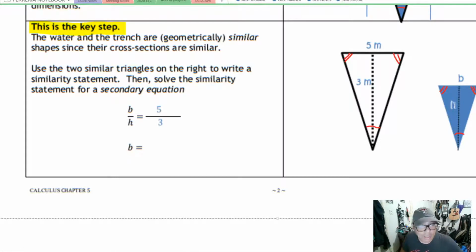So in other words, because b is equal to 5 on the big triangle and h is equal to 3 on the big triangle, that means b on the small triangle should be equal to 5/3 h. Always. The base length of the water triangle is always going to be 5/3 the height of the water triangle. We can use this similarity then to simplify our primary equation, basically.